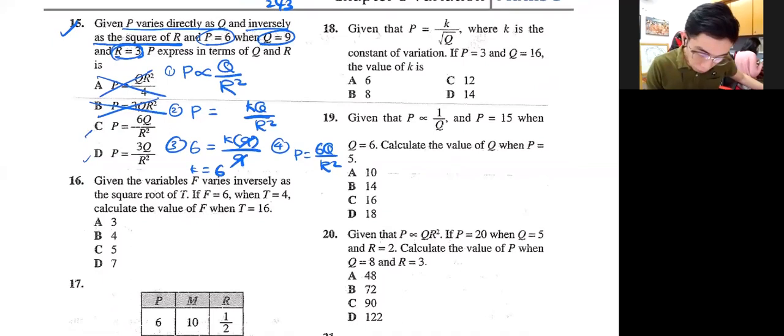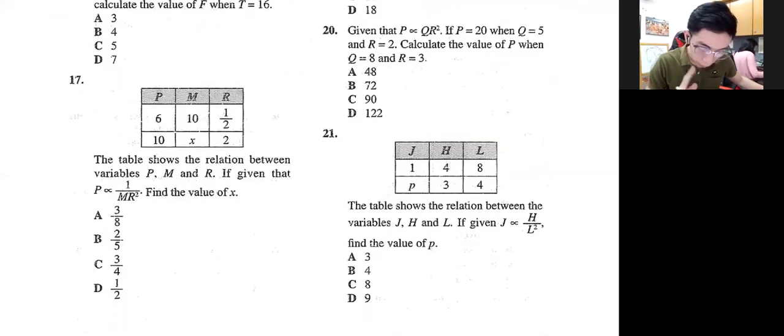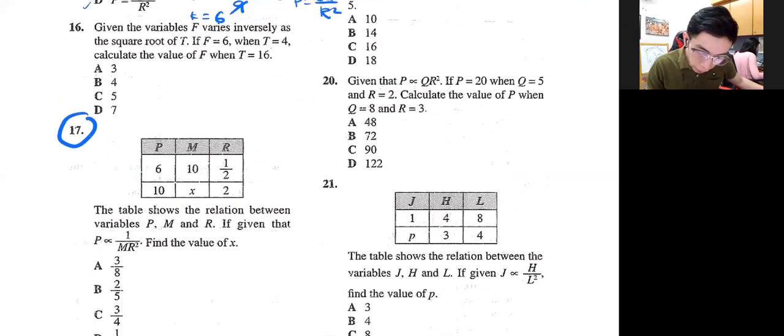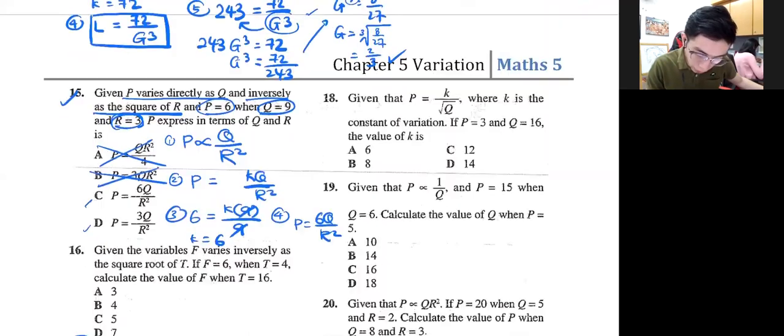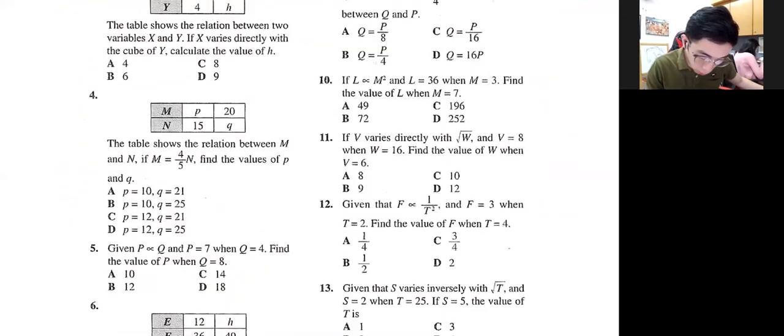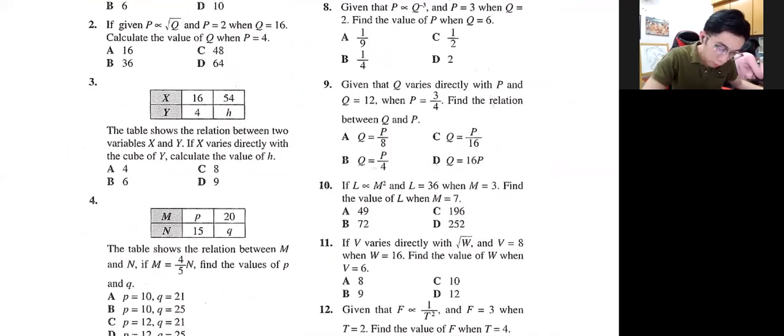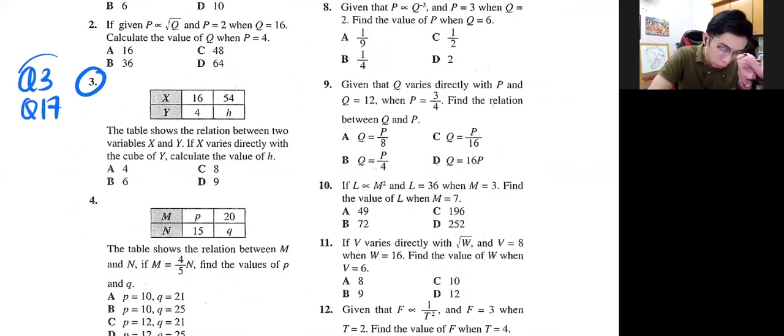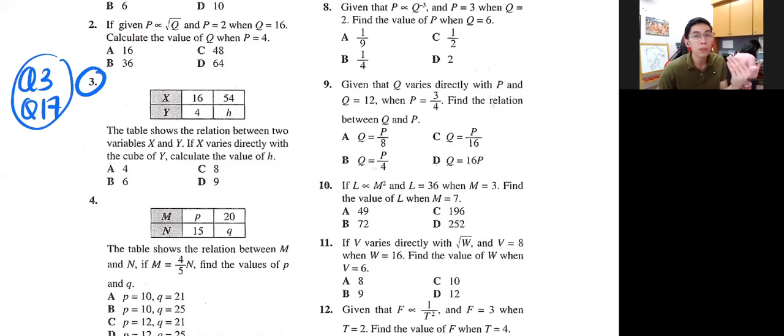Now I want you to look at our last 2. I want you to do question 17 and question number 3. So I put here question 17 and question 3, 2 questions only. So you answer them now and send me the answer. I see it, then you can go already.